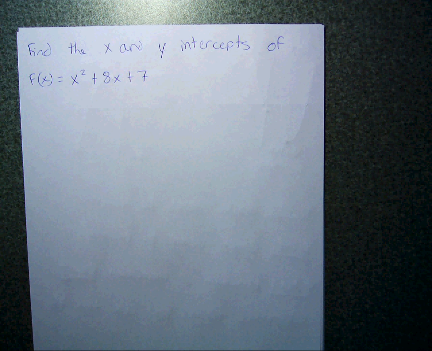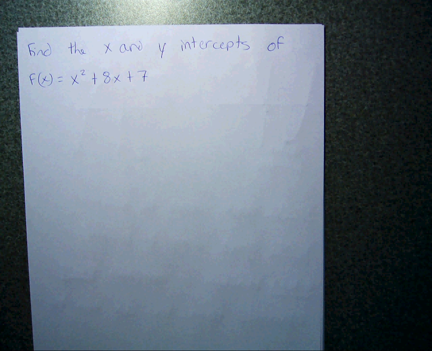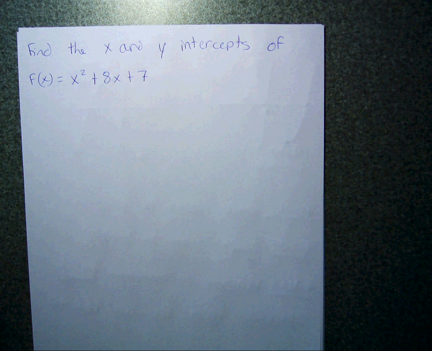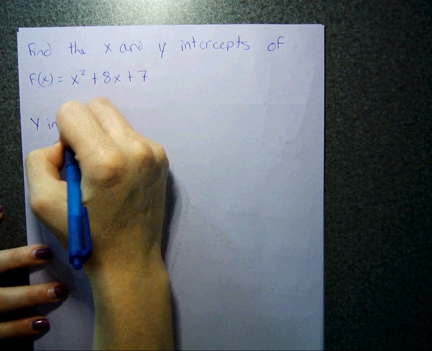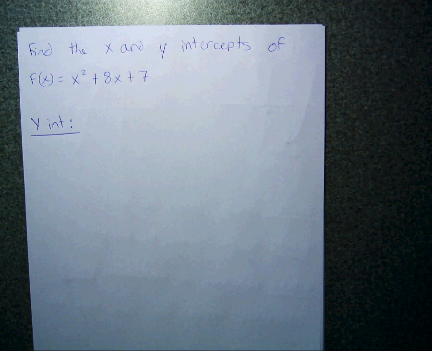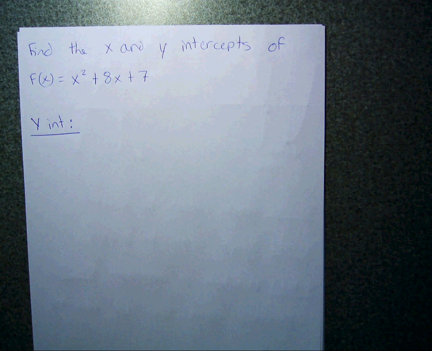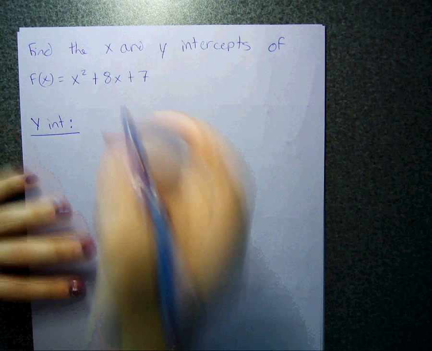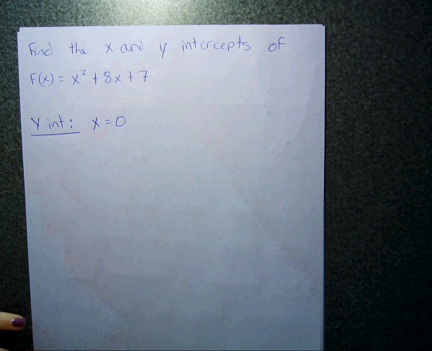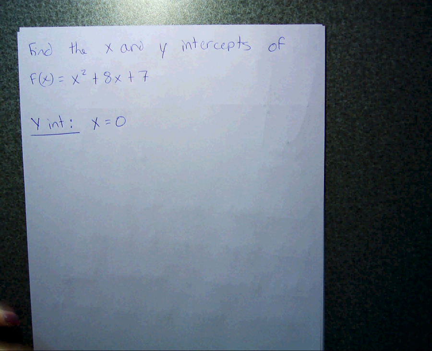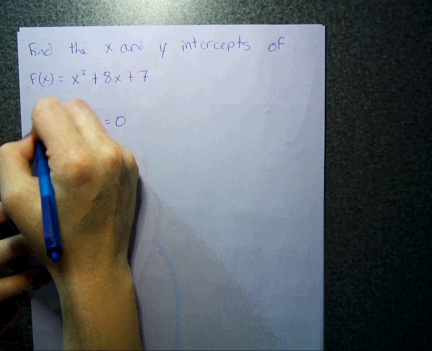So I'm given the function f of x equals x squared plus 8x plus 7, and I want to find the x and y intercepts. So starting first with my y-intercept, remember at the y-intercept, no matter the function, no matter what the equation looks like, my x value is always equal to 0. So I'm going to use that to find the y-intercept.